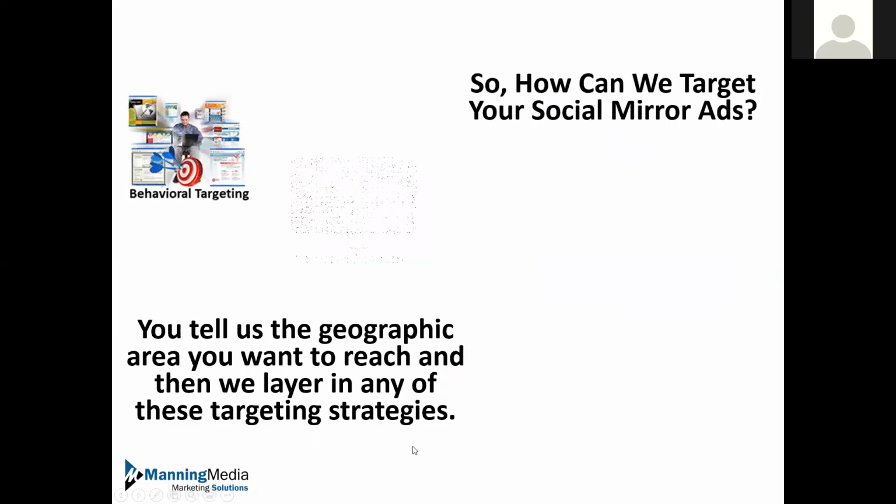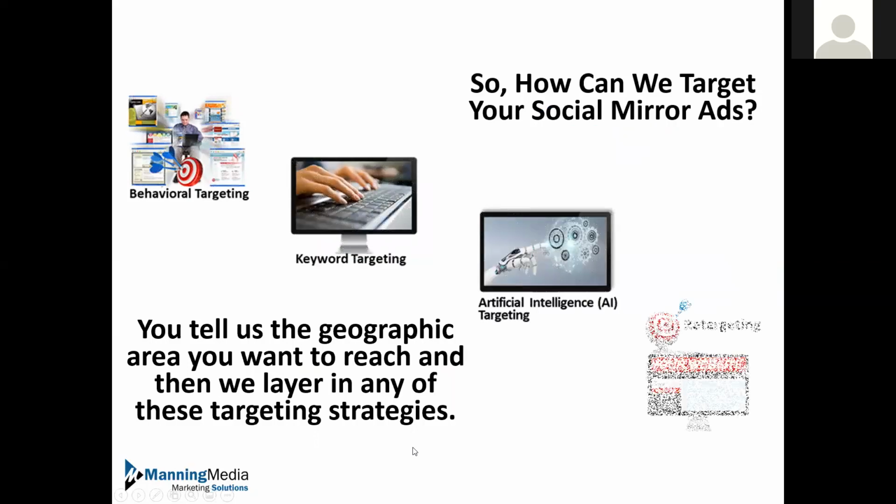So how can we target social mirror ads? We can use these particular targeting capabilities. You tell us the geographic area you want to reach, then we're going to layer in behavioral targeting, keyword targeting, artificial intelligence, and retargeting.